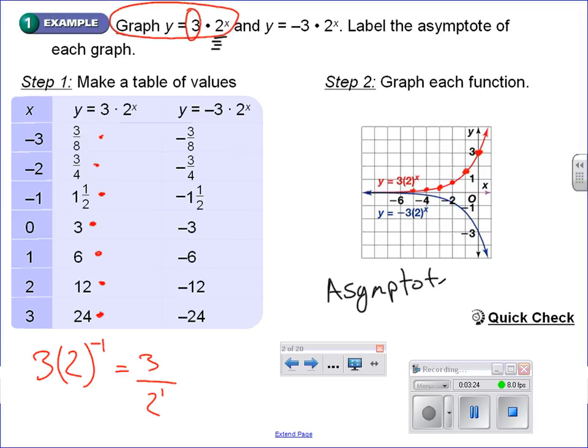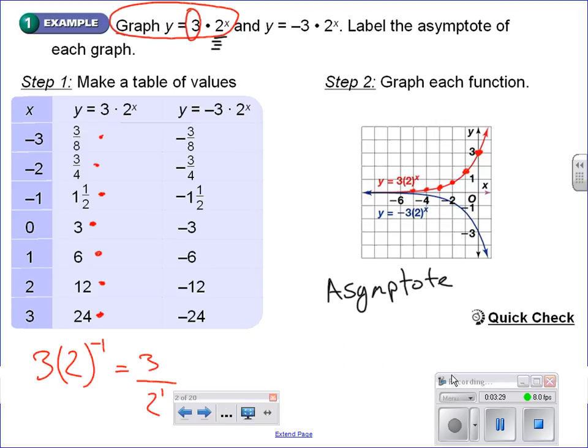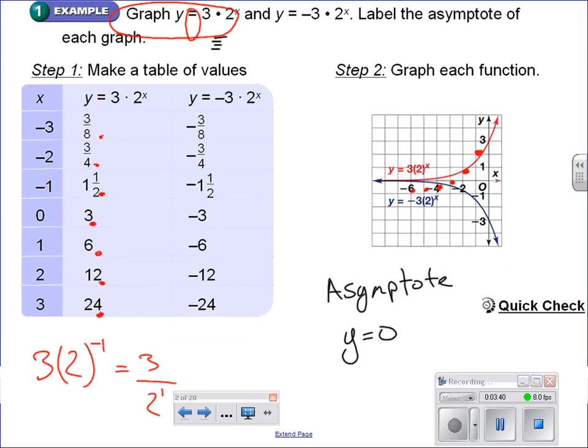And we're going to be identifying the asymptote. Asymptote is the hug line. Okay. So the hug line is at y equals 0. So we're going to be identifying asymptotes as we go through this process here.